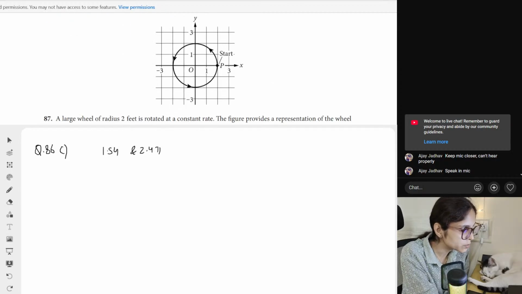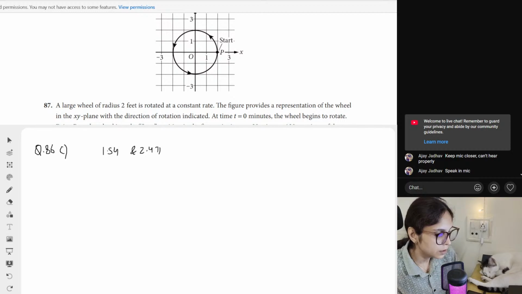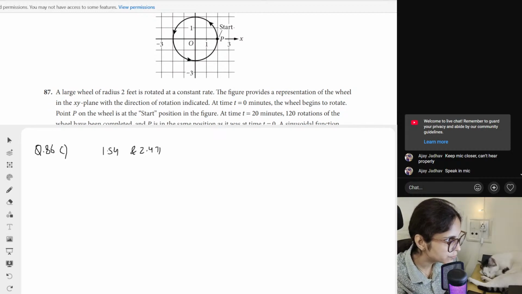Now the next question is question number 87. A large wheel of radius 2 feet is rotated at a constant rate. The figure provides a representation of the wheel in the xy plane where the direction of rotation is indicated. At time t equals 0 minutes, the wheel begins to rotate. Point P on the wheel is at the start position in the figure.